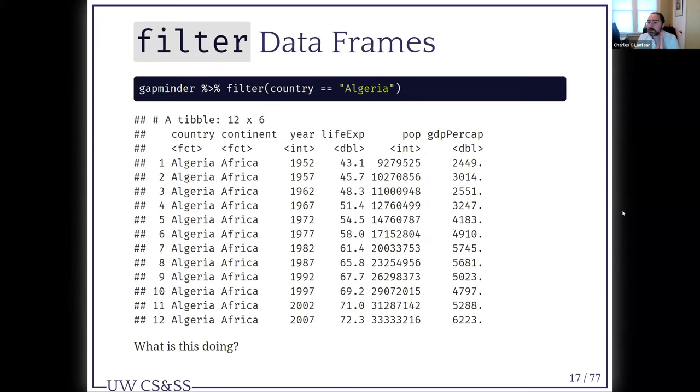So here's an example of doing a little bit of subsetting on our gapminder data. I'm going to say, begin with the gapminder data and then filter so that country is equal to Algeria.